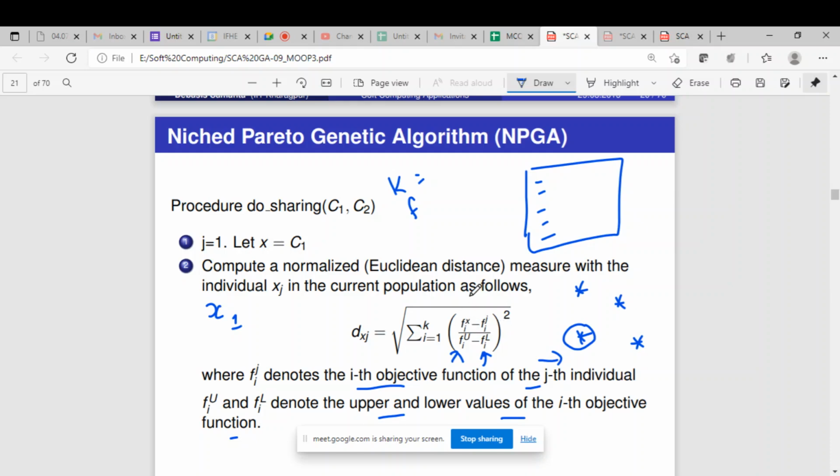fix is the solution we are taking. Initially we are taking x as c1, the first solution. So fix is subtracted from fij. If i is 1, then with respect to the first objective function, this solution is subtracted from the first objective function for all solutions. And it is divided by the upper bound minus lower bound. Like that we calculate dxj.